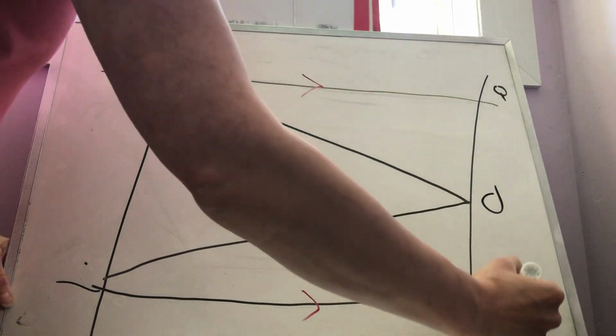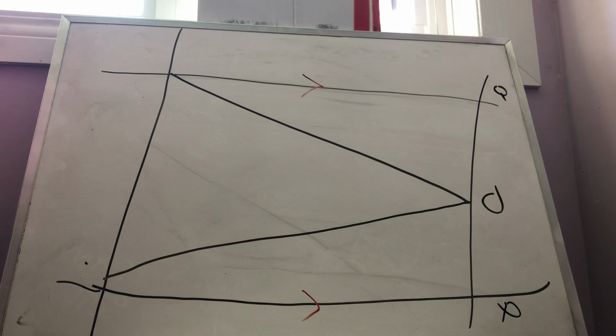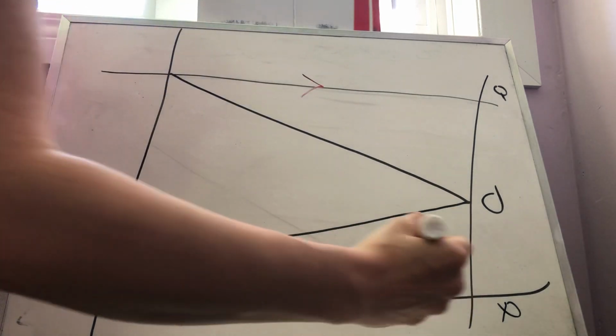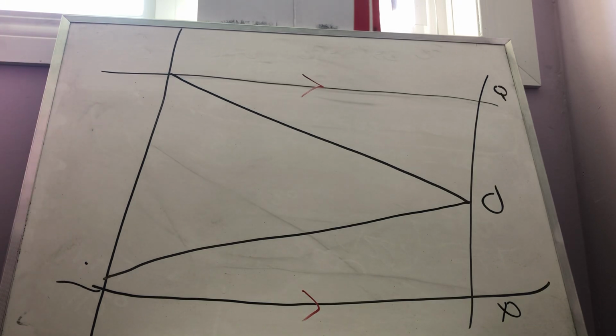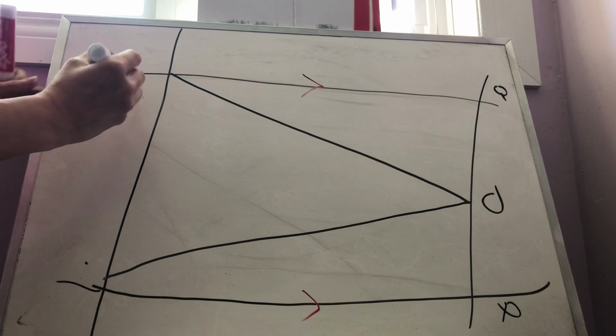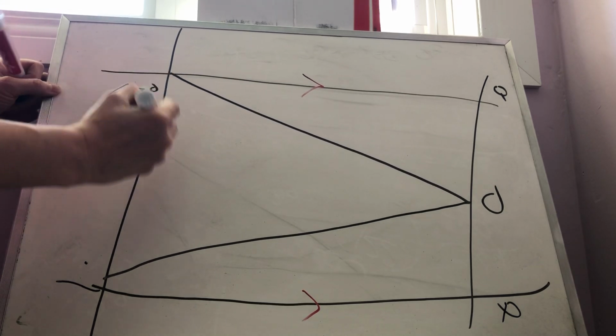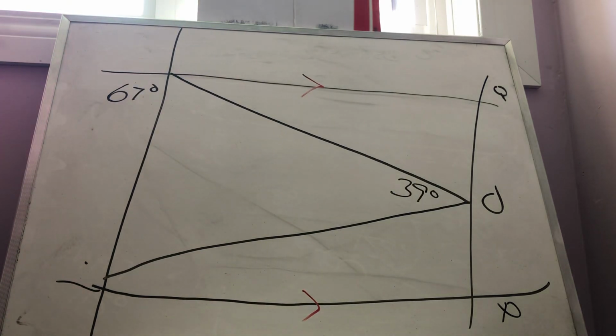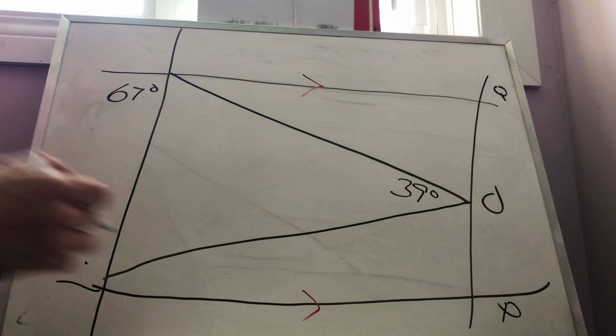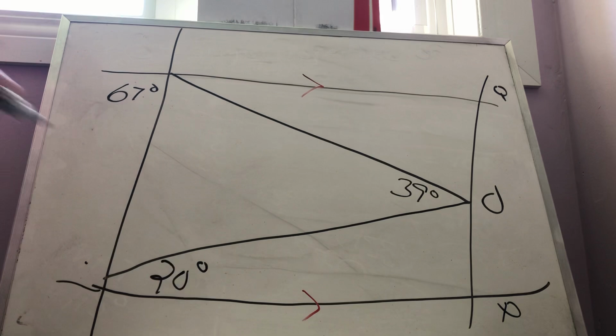And then I'm going to give you some angle measures. That's P, 67 degrees. What am I giving you? 67 degrees I'm giving you on the right, get marker out, 67 degrees right here, and 39 degrees right there. Oh, and this is a 20. So those are the three measures that we know.